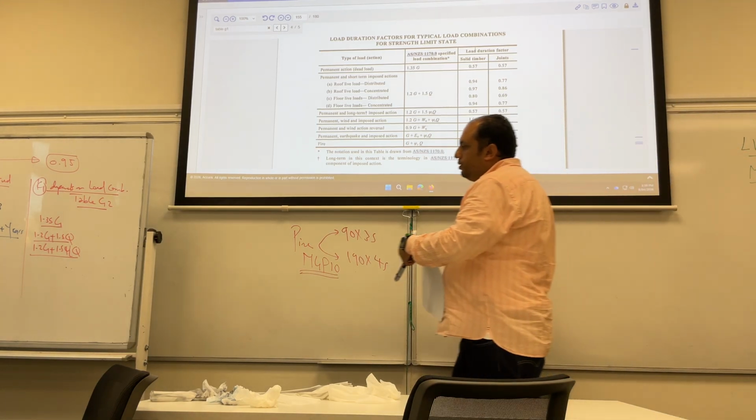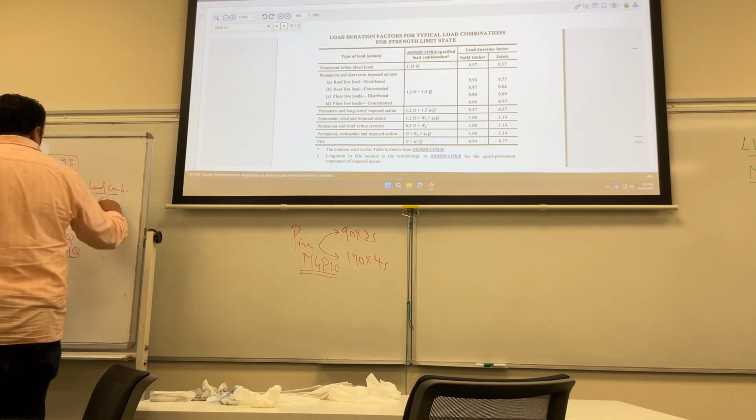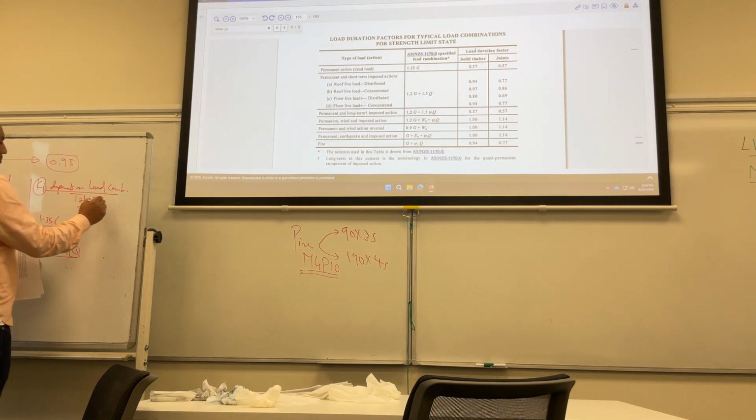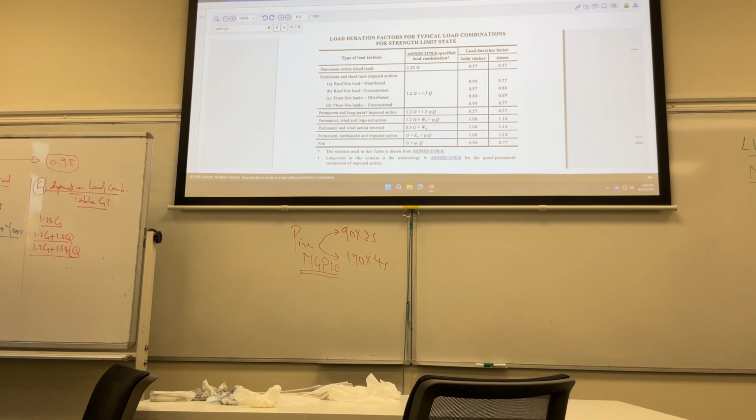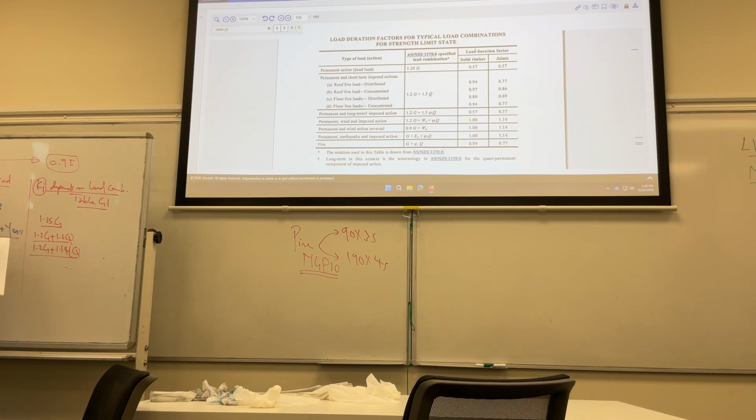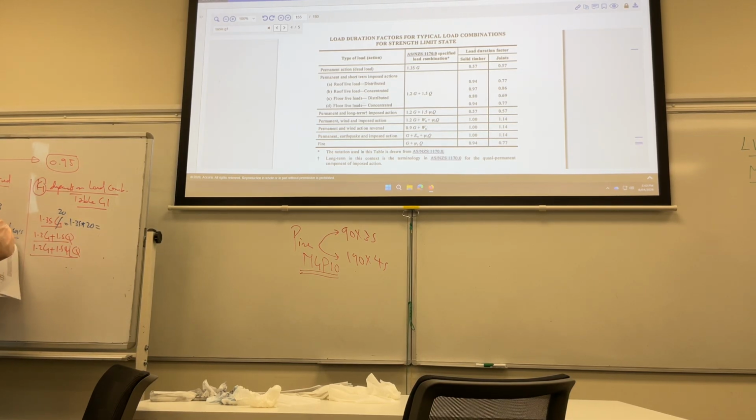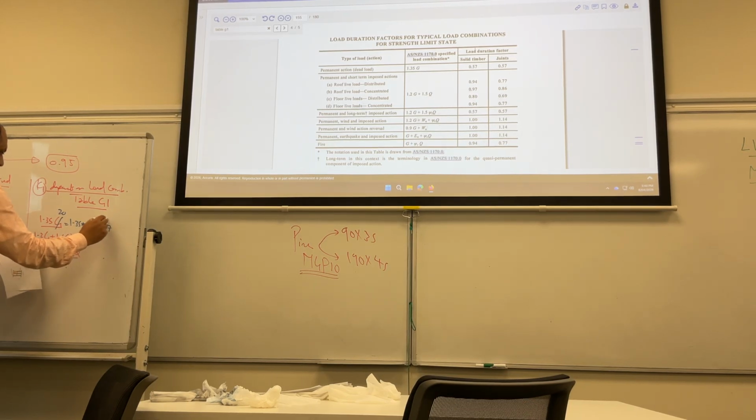So for table G1, what are the load combinations we have? We have only dead load and live load in this case. How much is the dead load? 20. So 1.35 times 20 gives us a value of 27 kilonewton. How much is K1 for this one? As you can see, 0.57.